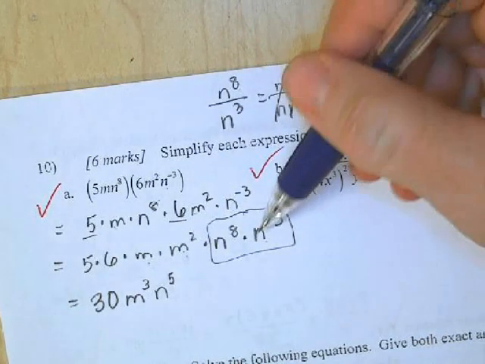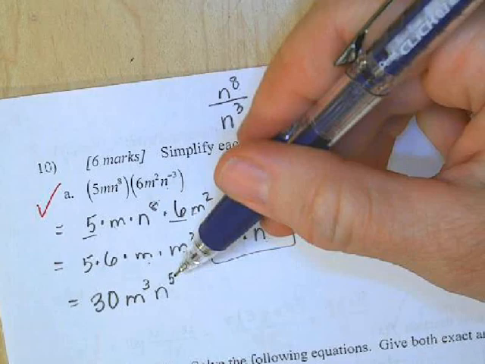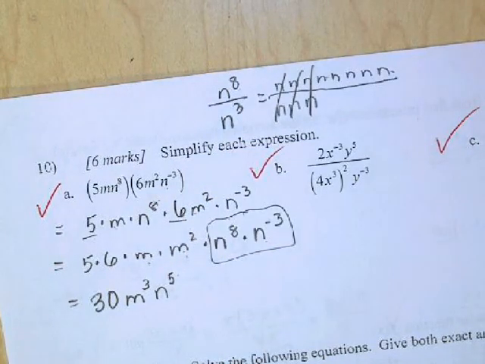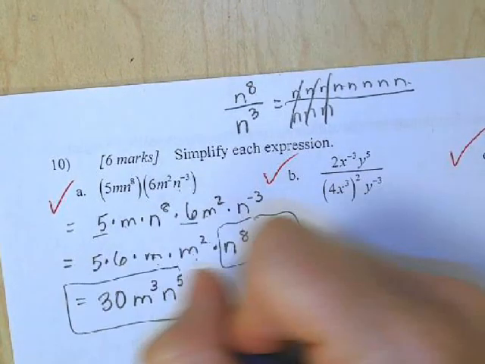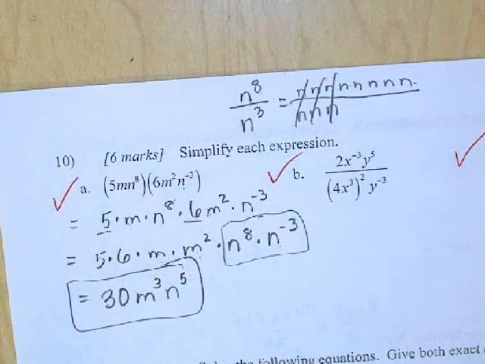All I got to do is add the exponents, and I get n to the 5th. Okay, so there's that one. The next one, I kind of like rearranging everything. I like rewriting my negatives as positives. I also like distributing my exponent here.